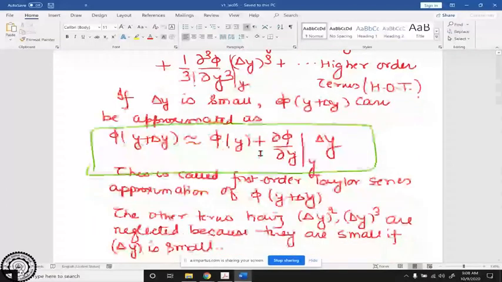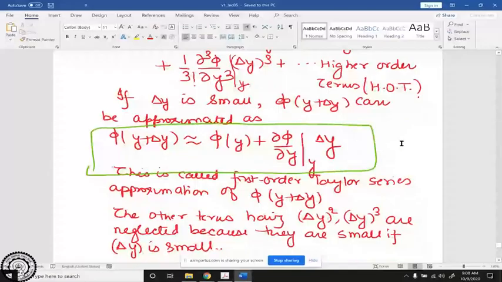This approximation, which you are seeing in the green box, can be called a first order Taylor series approximation of the value of phi at y plus delta y. Why do we call it first order approximation? Because the highest exponent of delta y in this is 1. So that's why we call it first order approximation.